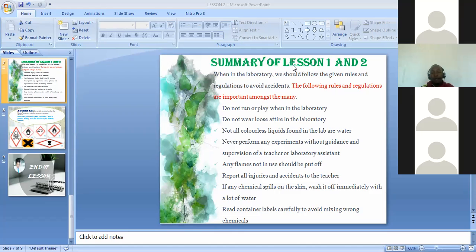Some of the labels are going to come in form of signs, and the common signs in the lab are going to be displayed in our very last slide of this lesson. And I will be requesting members to go ahead and identify the meanings of some of these signs.